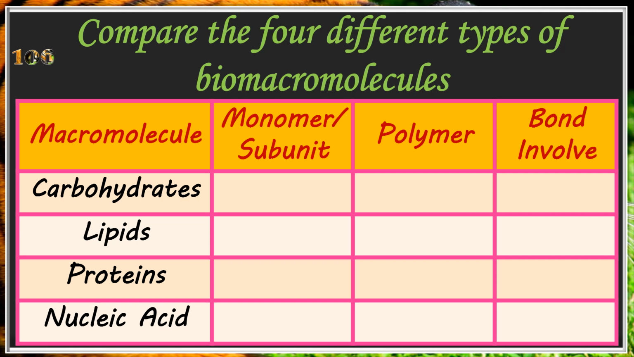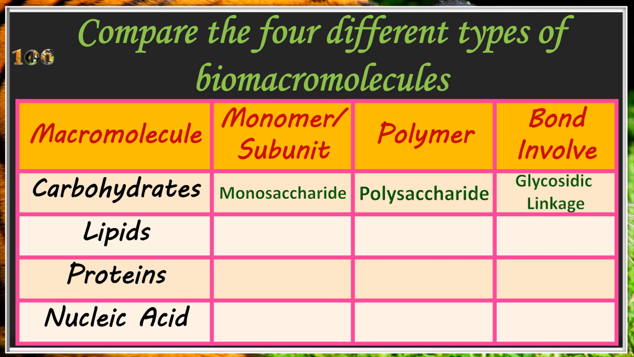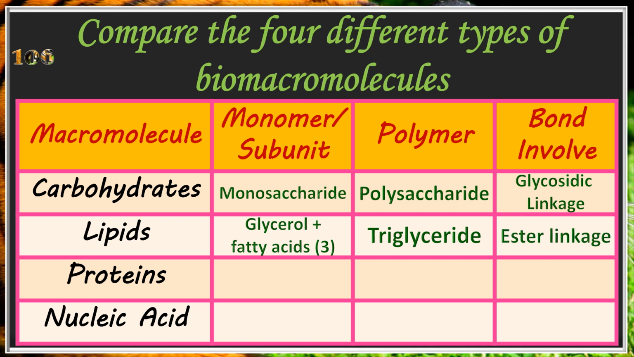We shall start with the carbohydrates. The monomers are monosaccharides, and the polymers are polysaccharides. The bond involved is called the glycosidic linkage. For the macromolecule lipids, the monomers are glycerol plus 3 fatty acids, and the polymer we get is a triglyceride. The bonds involved are the ester linkage bonds.